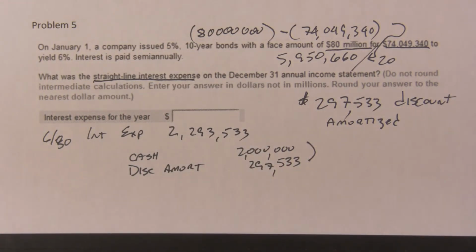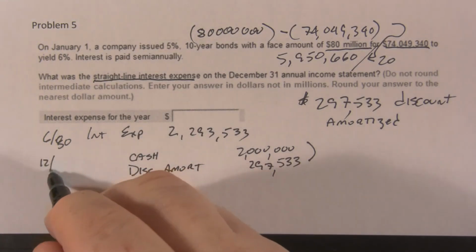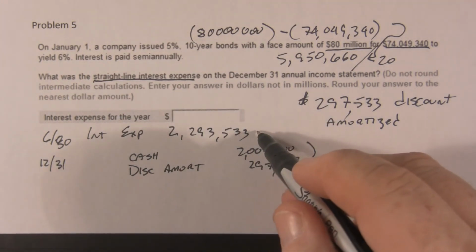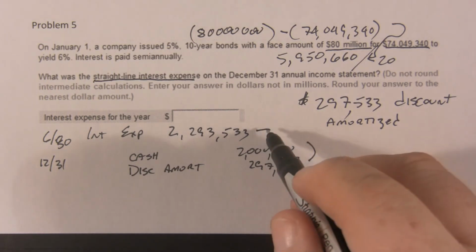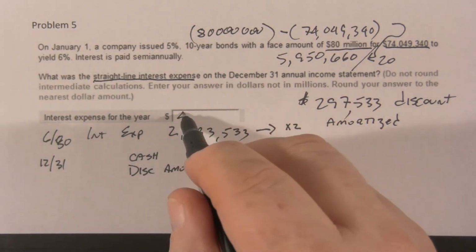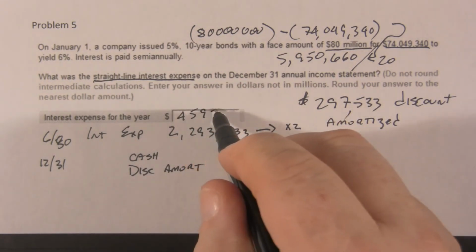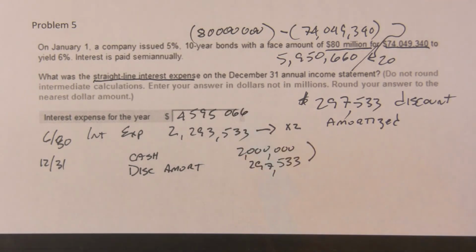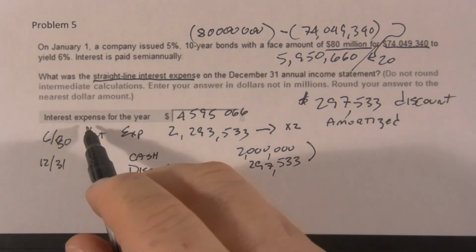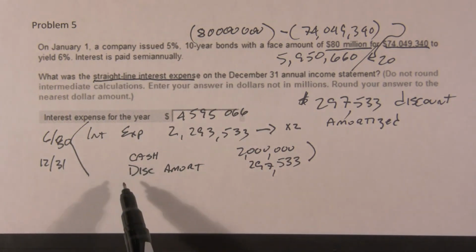And then we're going to do the same thing in December. So we're going to do the same thing 12/31. It's going to look exactly the same. So our interest payment for the year is that times 2. So that's $4,595,066. Not really a present value computation. You had to understand what we were doing and then do it. Now keep in mind that we're going to do this same journal entry twice, 6/30 and 12/31.